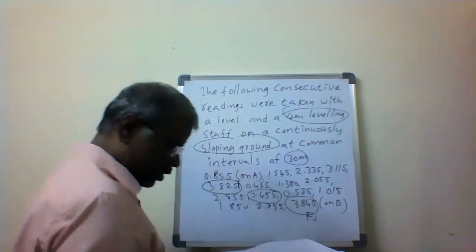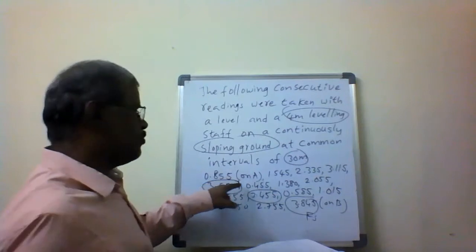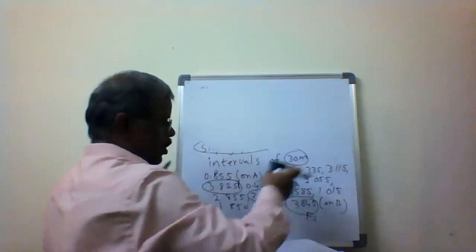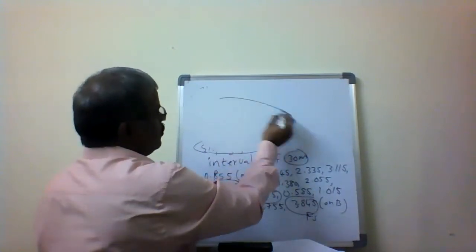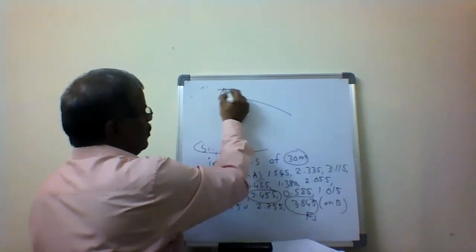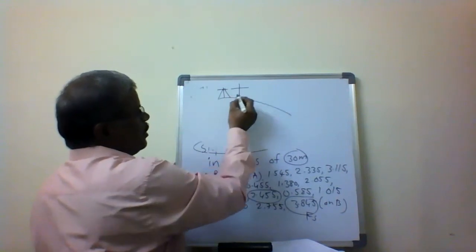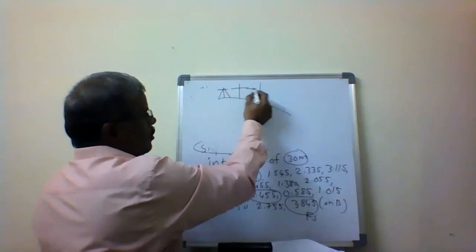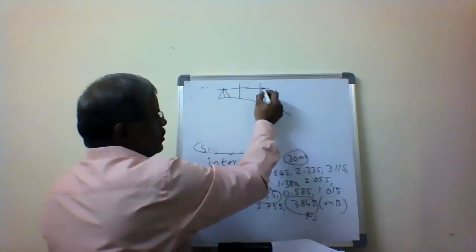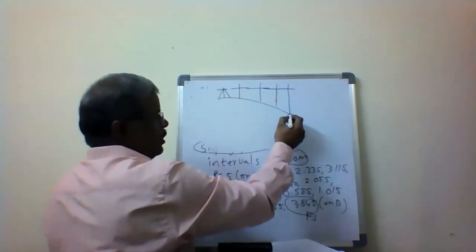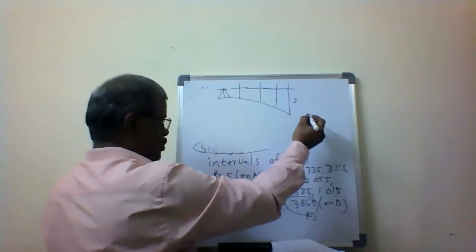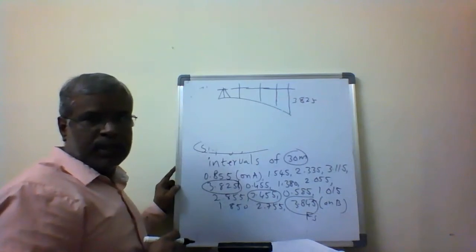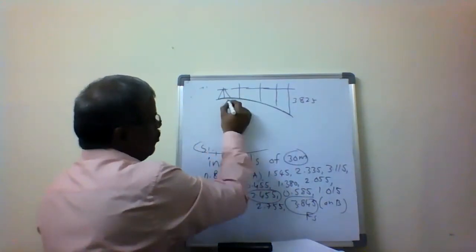Now we can see the readings 0.855, 1.84, 2.3, 3.825. If you take this as a sloping ground, the instrument will be over here. The initial reading will be less, and as you go on, it keeps increasing. So this comes under 3.825. Suppose this example is taken, this is sloping ground.